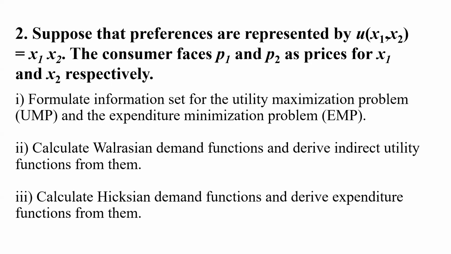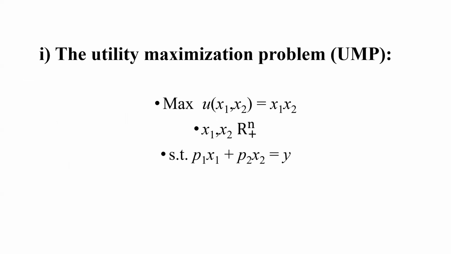The second question is: calculate the Marshallian demand function and derive the indirect utility function from it. And the third question is: calculate the Hicksian demand function and derive the expenditure function from it. My second slide is all about the answer to the first question.